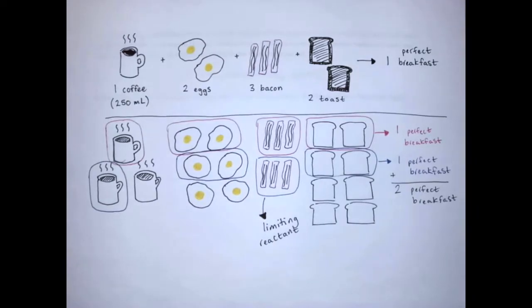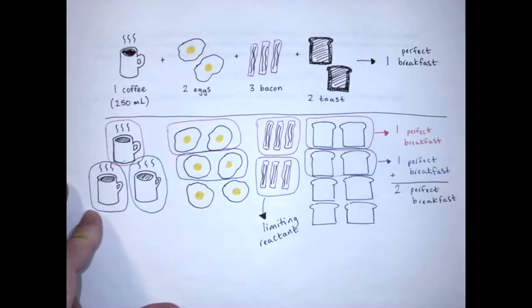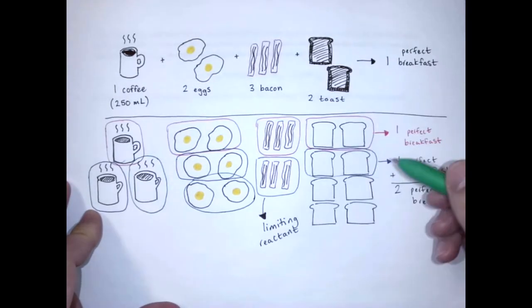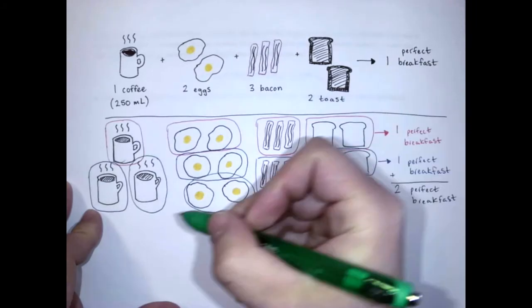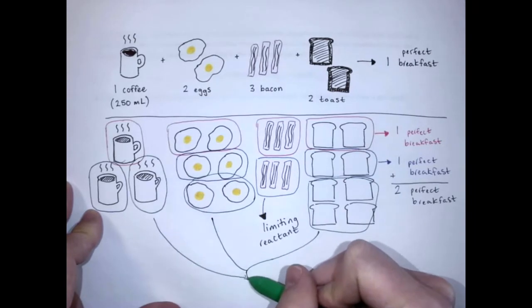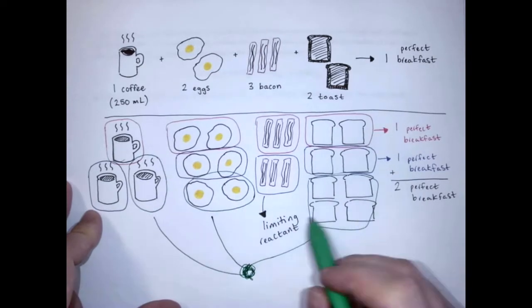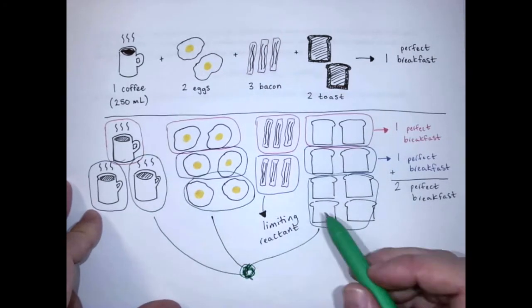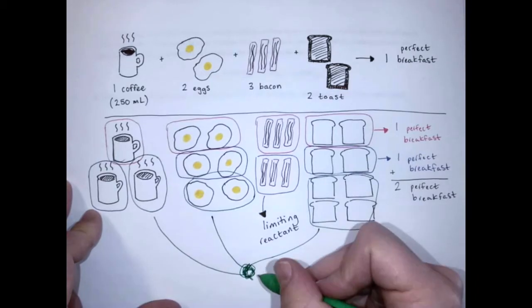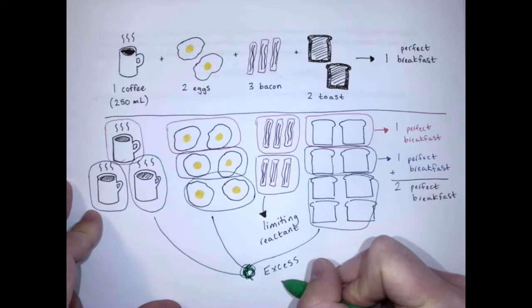Now, what happens to the others? Well, you'll notice that I've got some excess of other reactants. So let's say I've got 1 cup of coffee left over, I've got 2 eggs left over, and I've got 4 pieces of toast. Let's just gather all these together. All these highlighted in green, the 1 coffee, the 2 eggs, and the 4 pieces of toast, these are all called excess reactants.